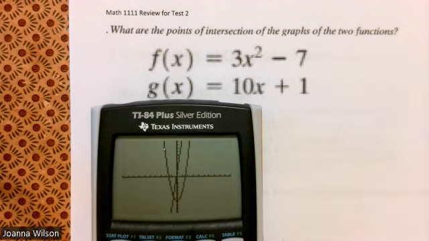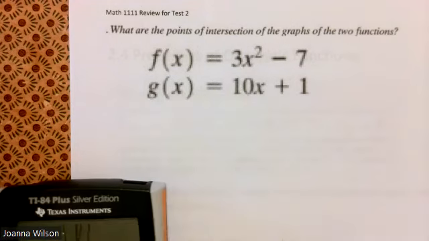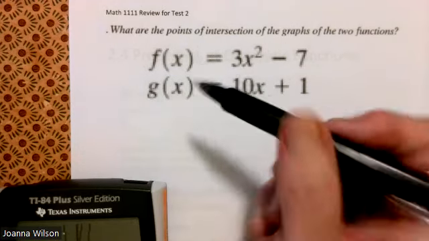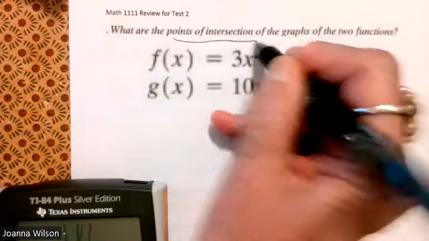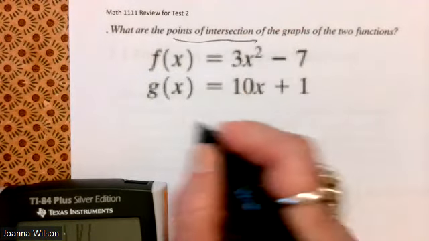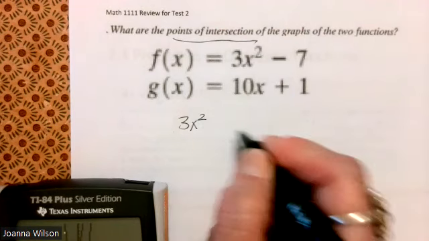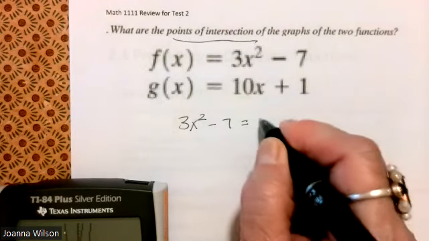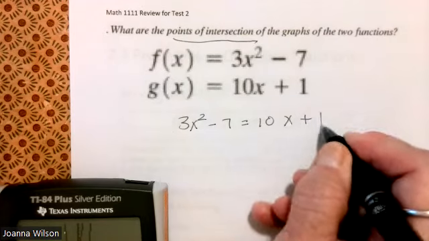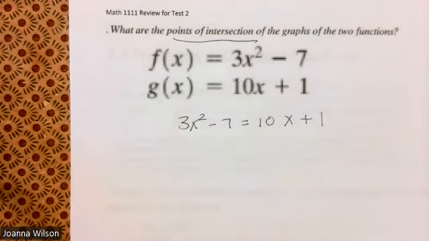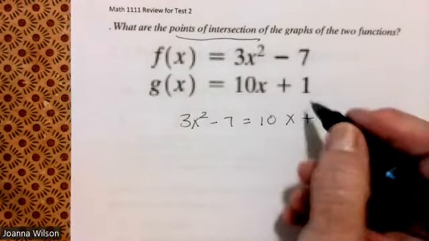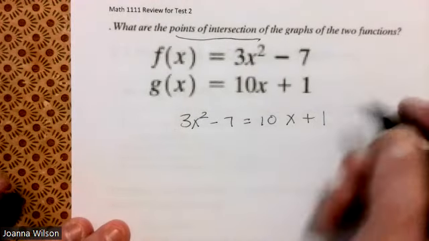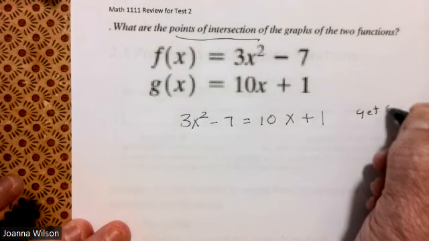Now, there is a way to do this with the calculator. You won't get the exact values, but why don't we do it algebraically first, and then I'll show you how to do it with the calculator. So you're trying to find where these intersect. Then you set them equal to each other, and you're going to solve for x. So I just set the two functions equal to each other. Now, I want to get it in standard form. It's going to be a quadratic. So I want to get it set equal to 0.